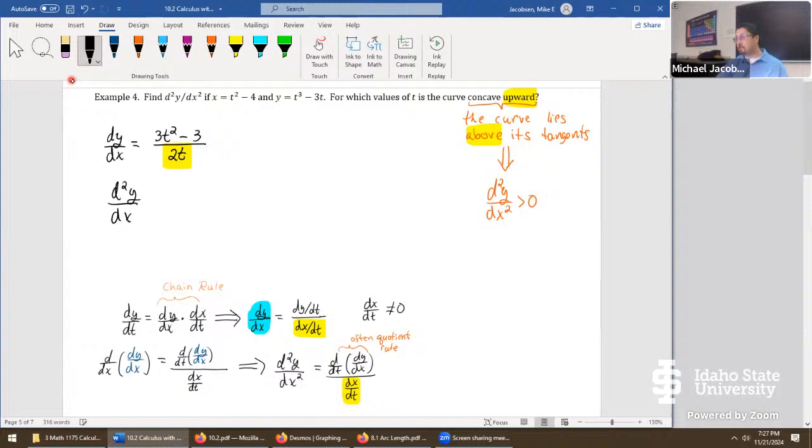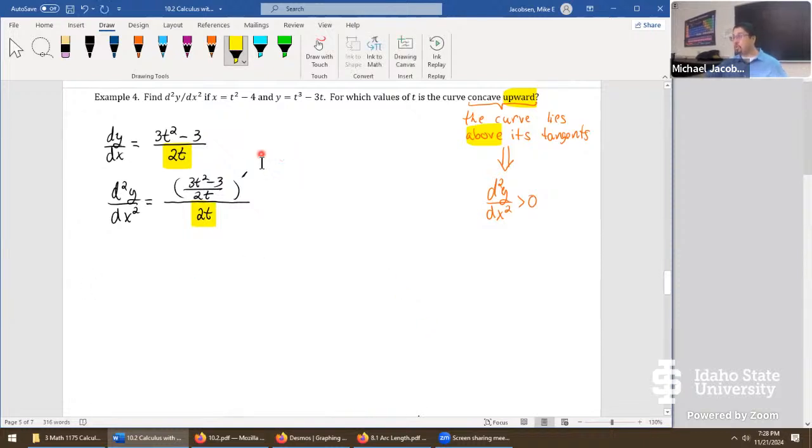d2y/dx2 becomes, it says, take the derivative with respect to t of dy/dx. For us, that means take this whole thing, 3t squared minus 3 over 2t, differentiate it, and then the denominator is dx/dt once again. No need to reinvent the wheel. Whatever you put here goes down below here. So that's the use of this formula here. Any questions with the setup at the moment before we go to crank out that derivative?